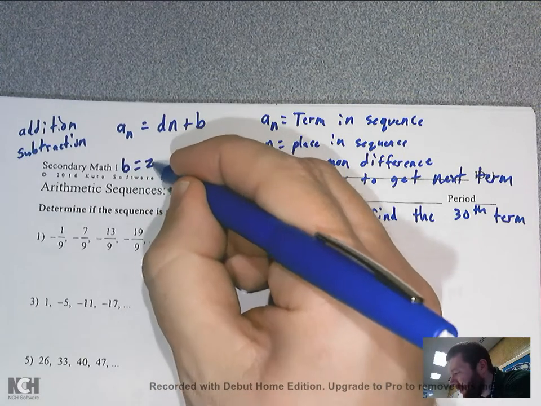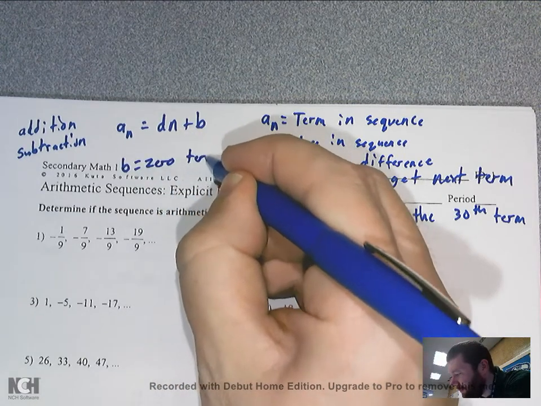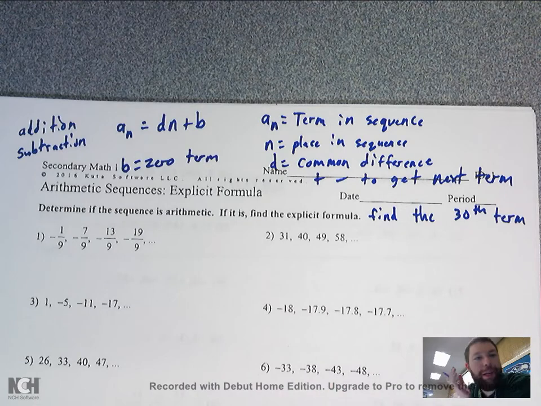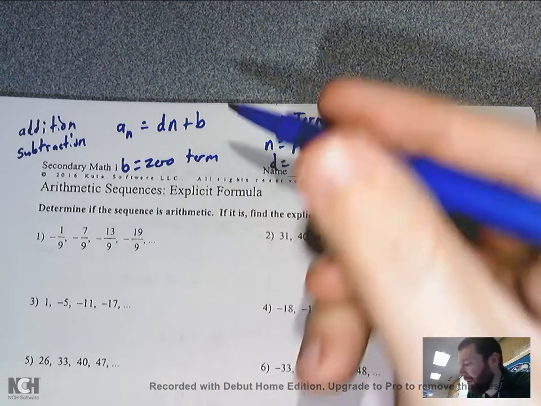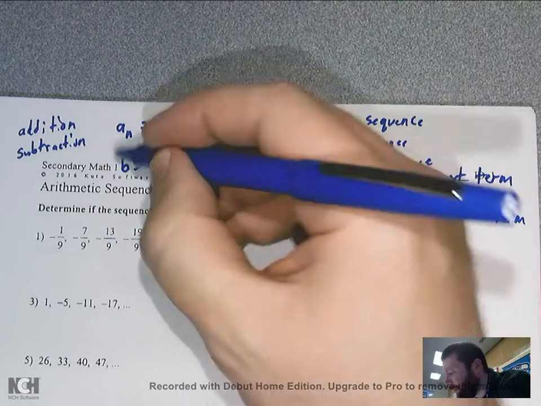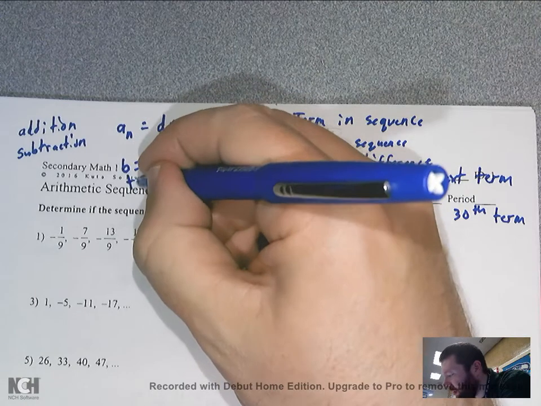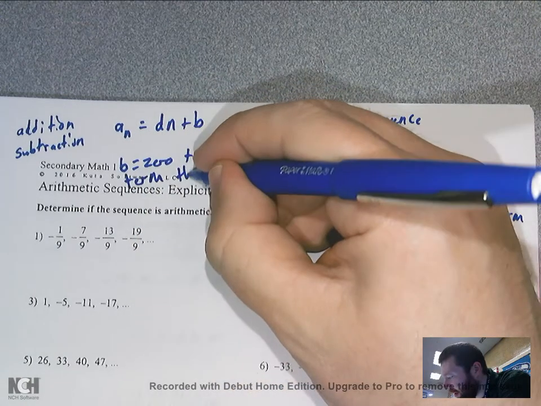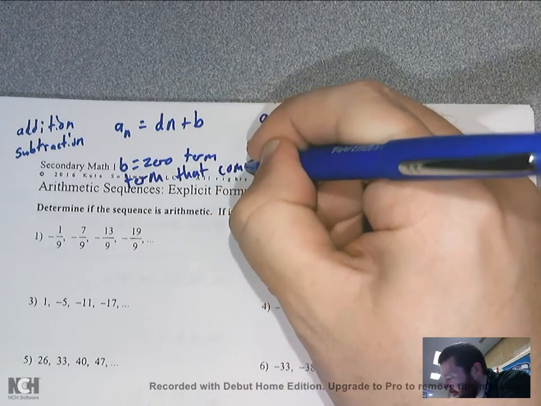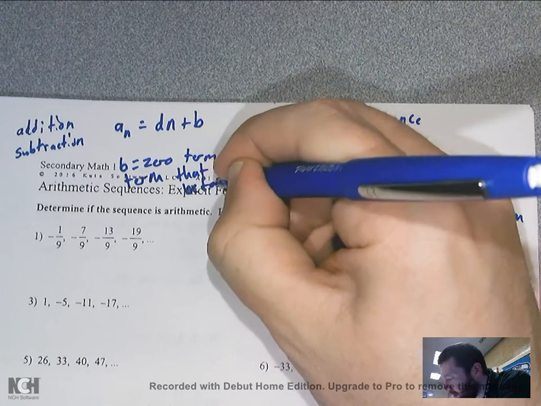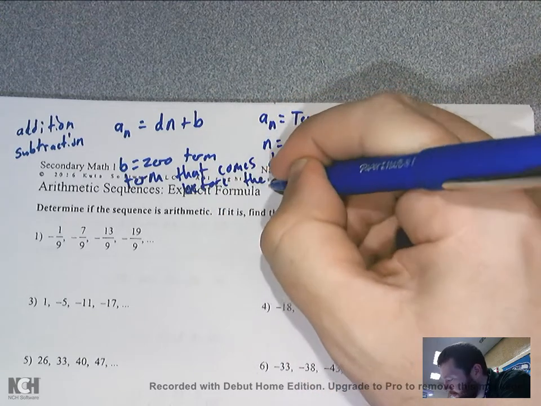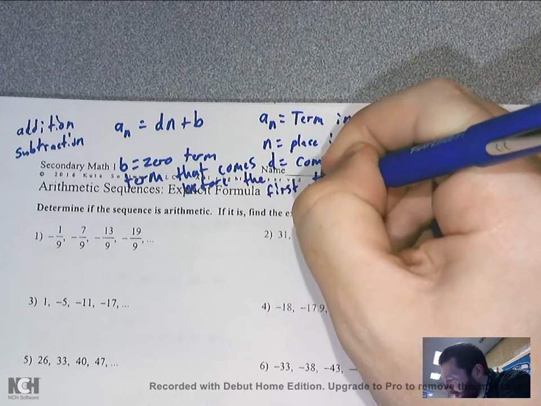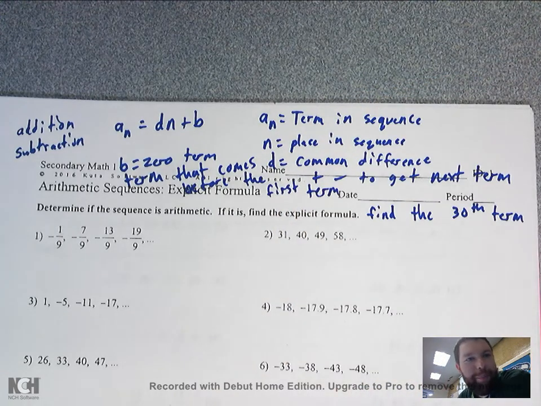Okay? The last thing is that b is what we call the zero term. And this is technically not part of the sequence because it's a zero term and we start at the first term, but this is the term that would come before the first term. Sorry, I probably should have written this on another page, but I didn't.